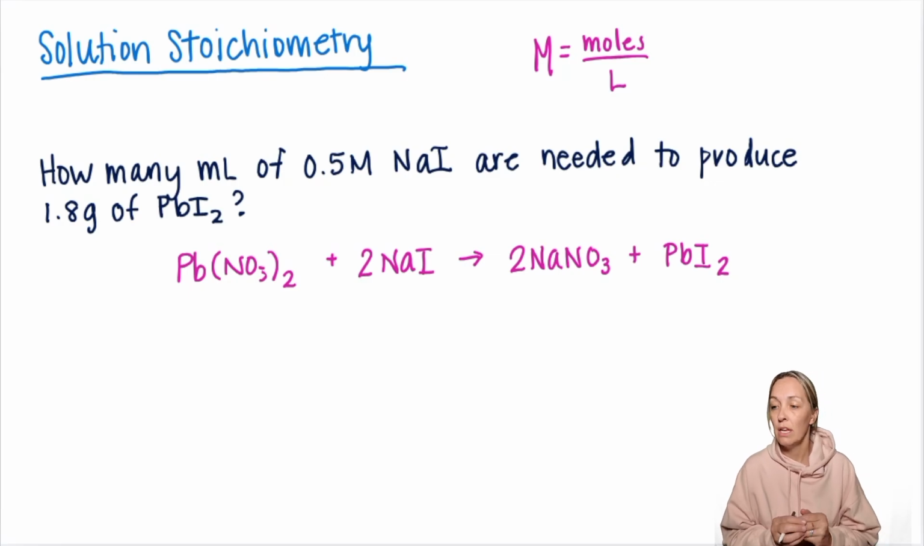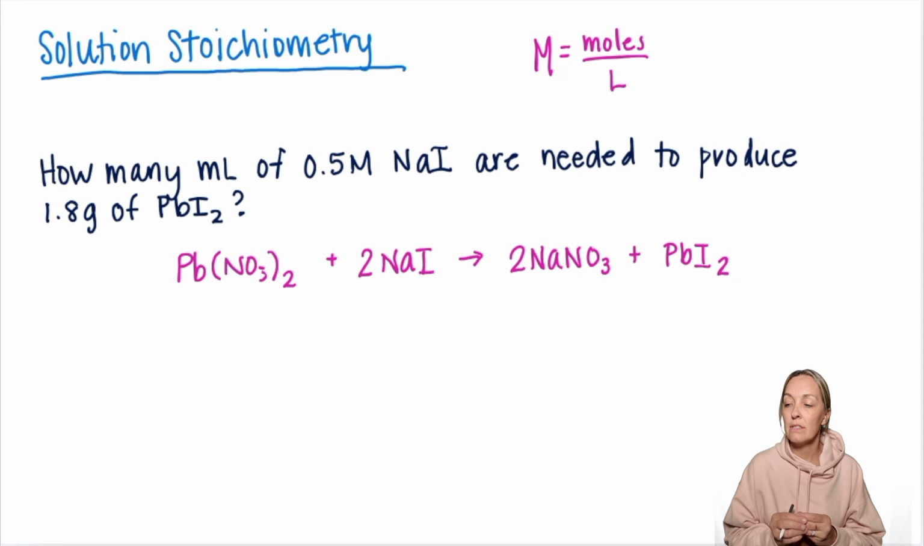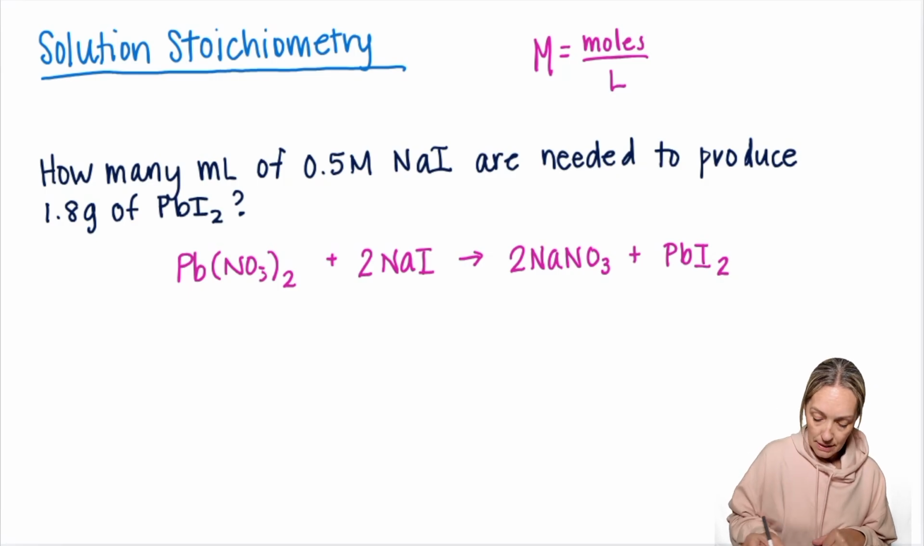Let's start with a problem that involves a solution as well as stoichiometry, or comparing amounts in a chemical reaction. So I want to know how many milliliters of 0.5 molar NaI are needed to produce 1.8 grams of PbI2. The balanced equation is the first important part to this, and notice that the balanced equation is written here below.